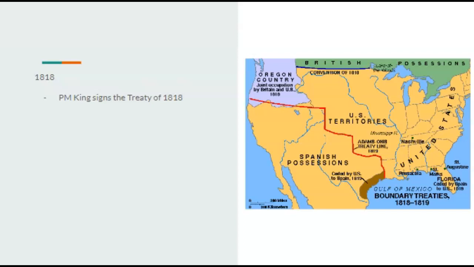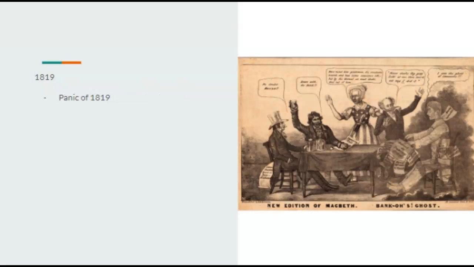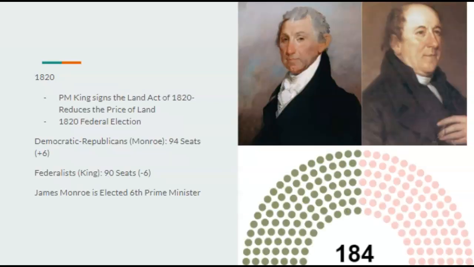Anyway, in 1818, Prime Minister King would sign the Treaty of 1818, which would establish the borders around Canada and the United States, would establish borders between the U.S. territory and British territory, as well as Oregon country. In 1819, the Panic of 1819 would happen. I guess you could say the first recession/depression that would happen in the United States would happen under Prime Minister King, which would tank his approval ratings.